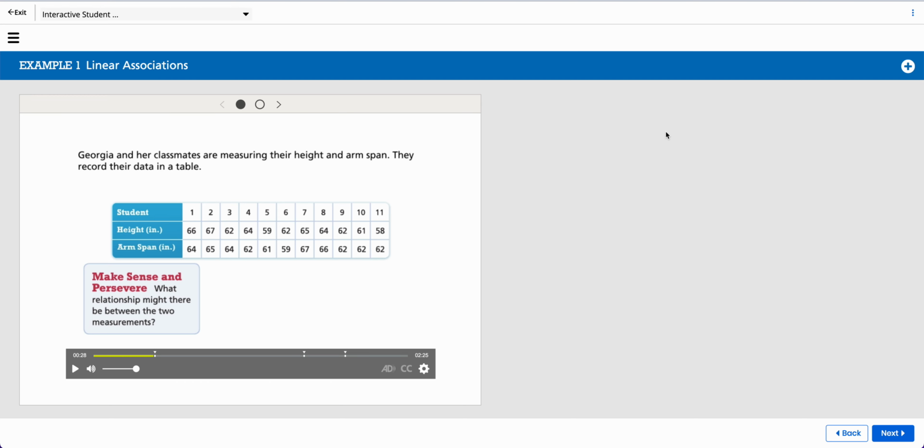What would you predict is going to happen if you measure people's height and their arm spans? It's gonna be relatively the same. Relatively similar. So as their height increases, what would you expect their arm span to do? Increase. So you would expect taller people to have longer arm spans. You just expect that, right? So that's the prediction we would make.